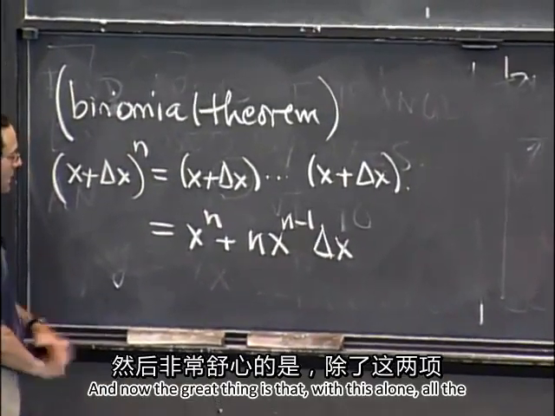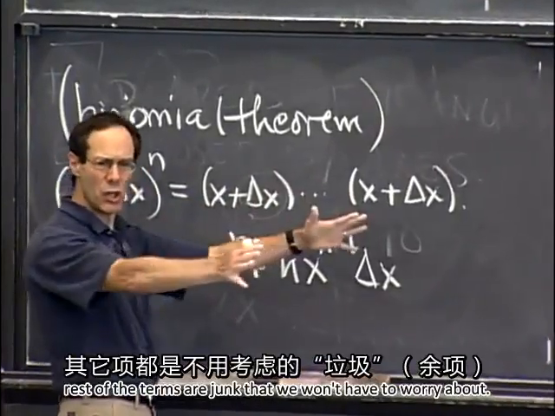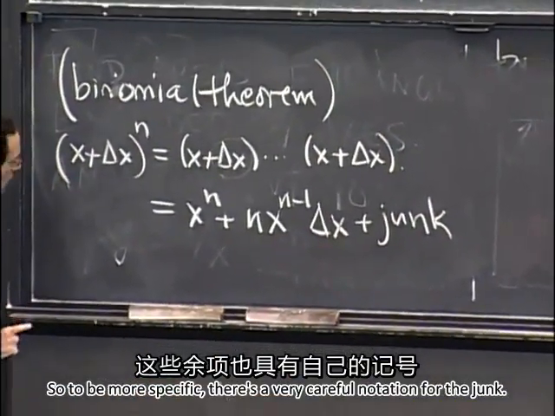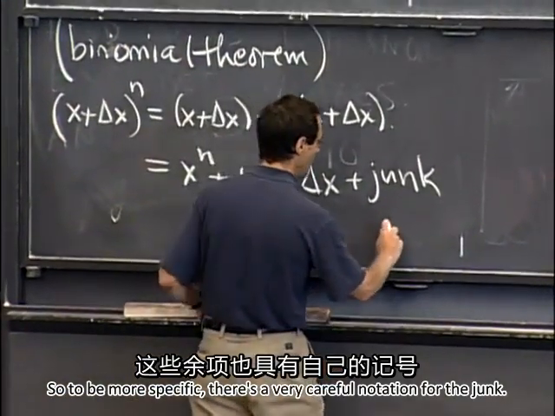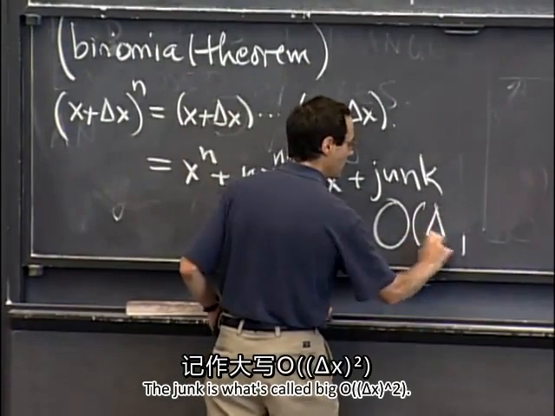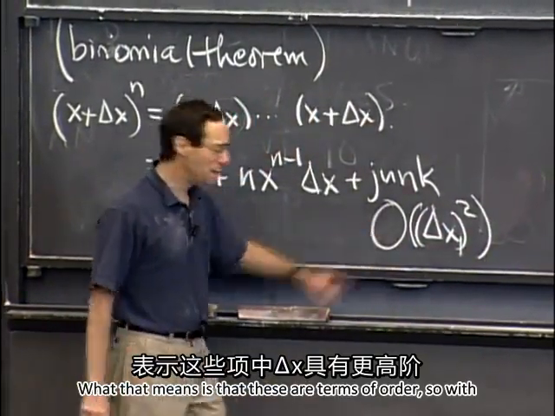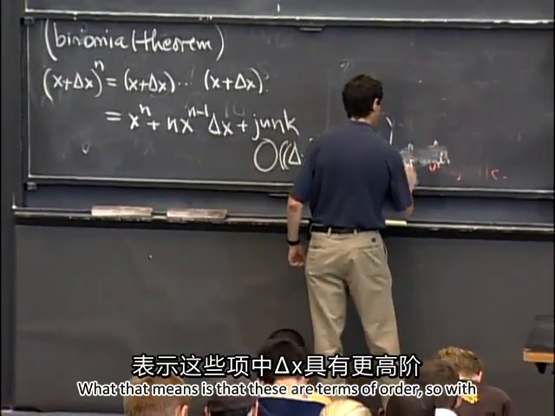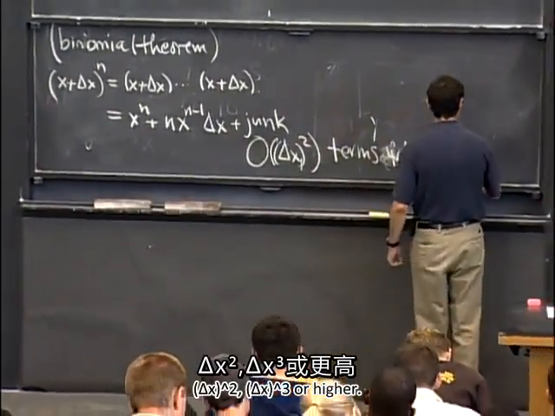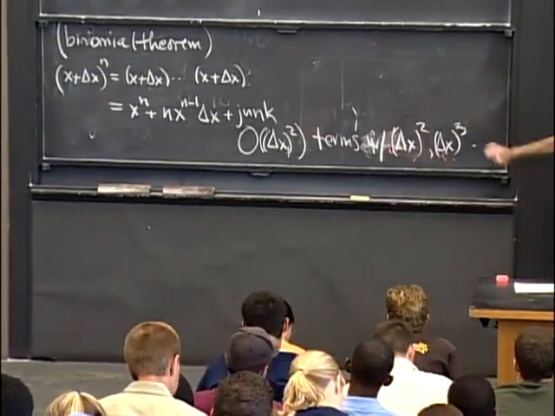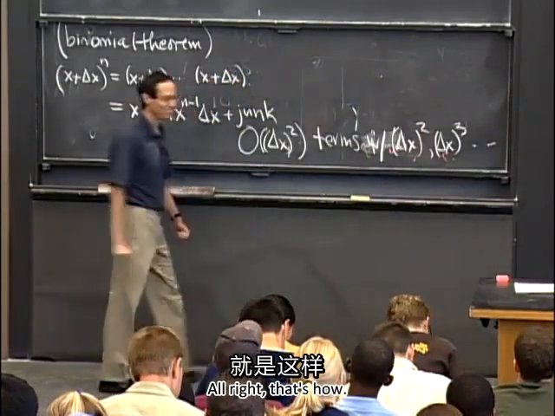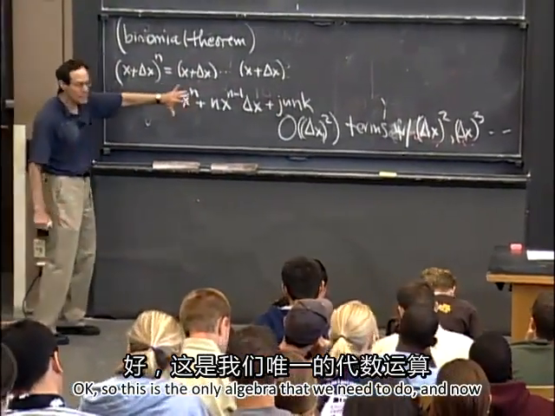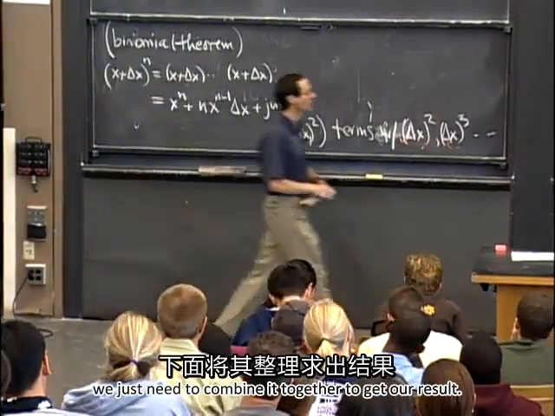And now the great thing is that with this alone, all the rest of the terms are junk that we won't have to worry about. To be more specific, there's a very careful notation for the junk. The junk is what's called big O of delta x squared. What that means is that these are terms of order delta x squared, delta x cubed, or higher. Very exciting, those higher order terms. Okay, so this is the only algebra that we need to do, and now we just need to combine it together to get our result.